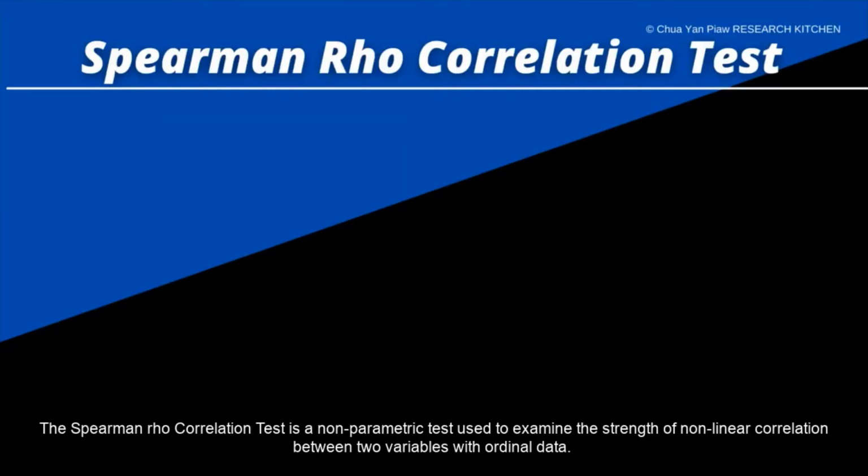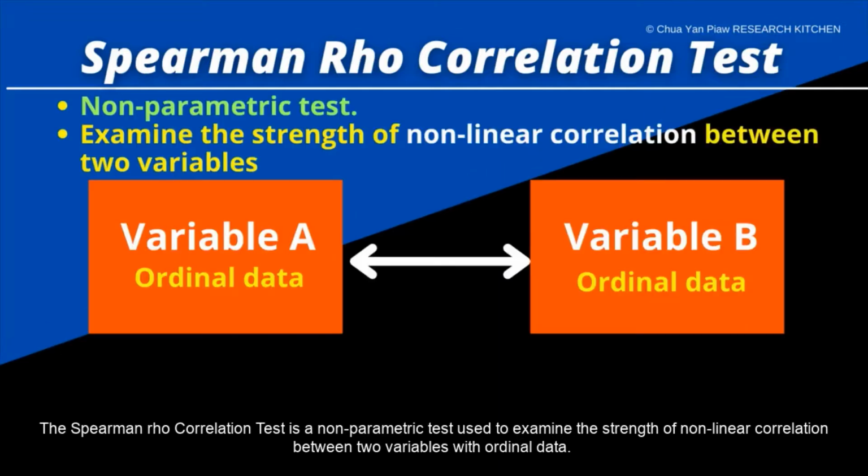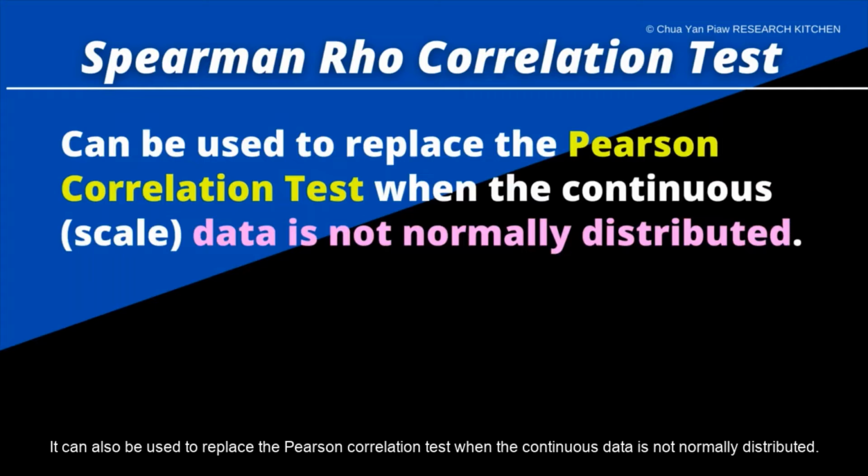The Spearman Rho correlation test is a non-parametric test used to examine the strength of nonlinear correlation between two variables with ordinal data. It can also be used to replace the Pearson correlation test when the continuous data is not normally distributed.